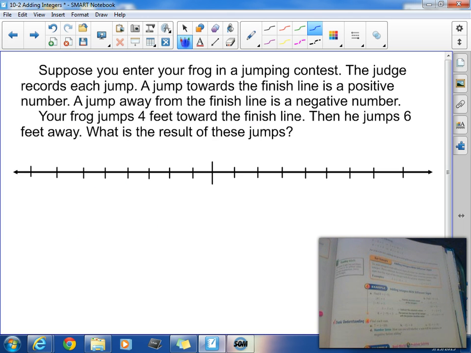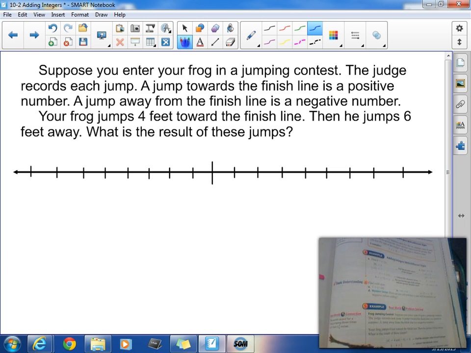All right, very last thing before we wrap this video up. They cover some real-life applications of integers. This is key. Okay, so let's read this problem, and then we'll get started. This is at the very bottom of page 499, right there. All right, so it says, suppose you enter your frog in a jumping contest. The judge records each jump. A jump towards the finish line is a positive number. A jump away from the finish line is a negative number. So that's the rules. Now we get to the specific problem.